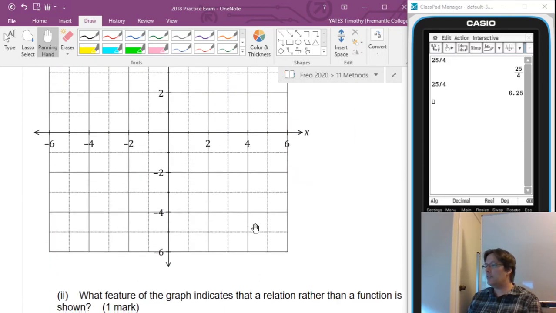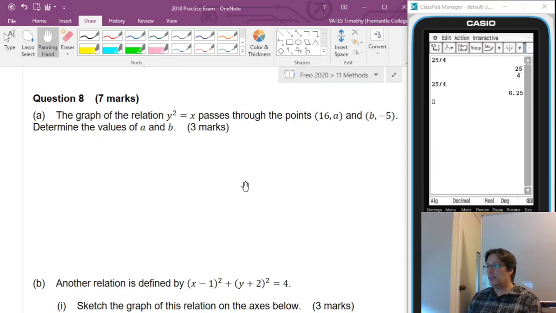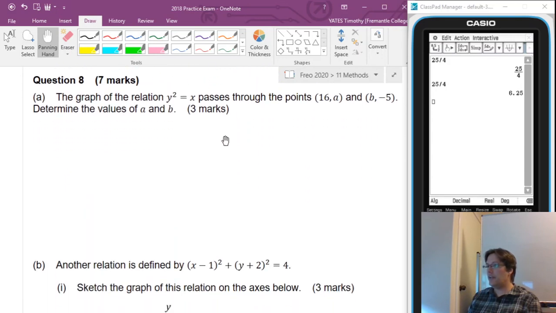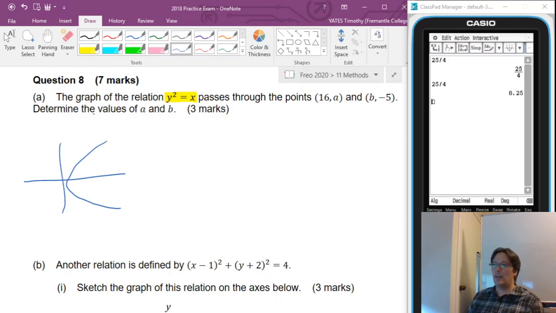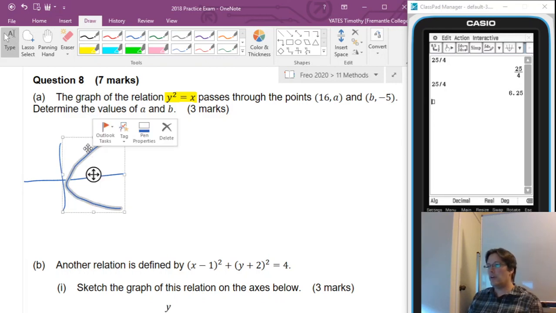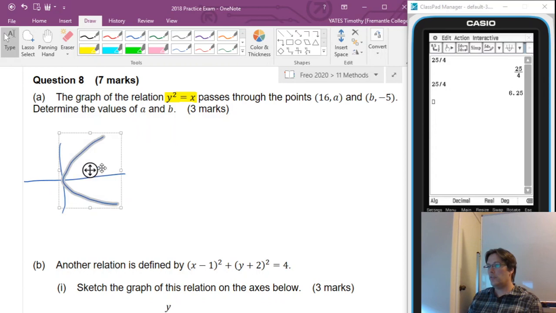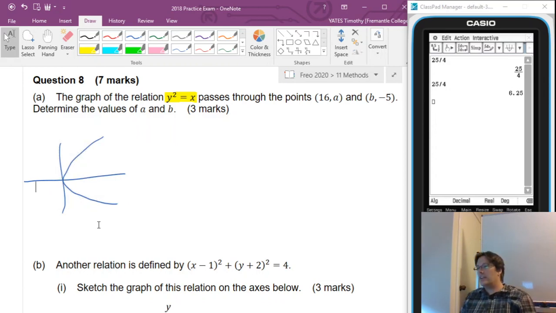Now, is this the last one? Yes, it is. So let's just finish this one off, and then we're done for the calculator free section. So the graph of the relation y squared equals x will look like this. It is a parabola that is on its side. Hopefully you'll get one that actually goes through the 0 point there. But that's a rough sketch of what it's going to look like.